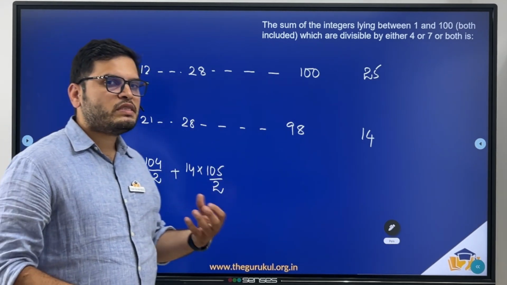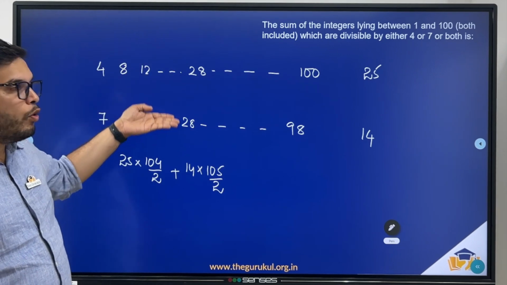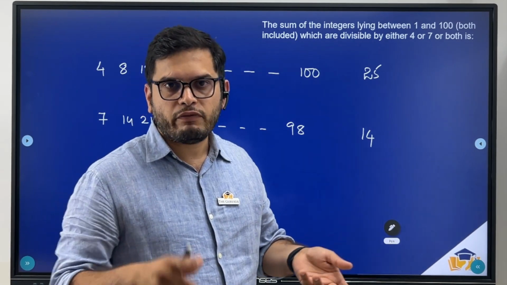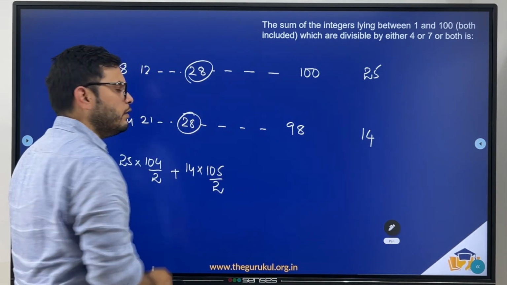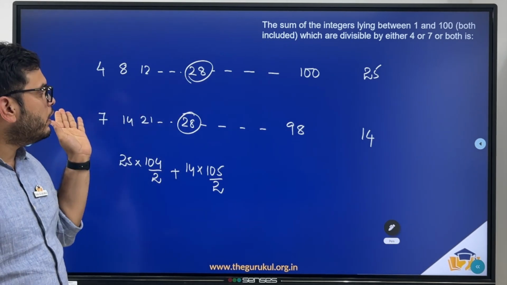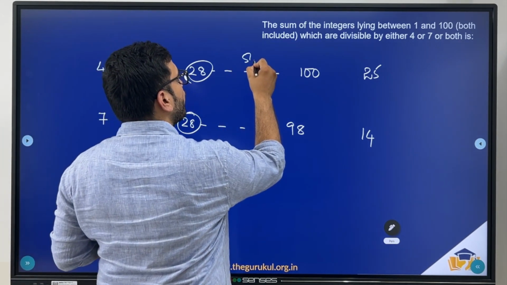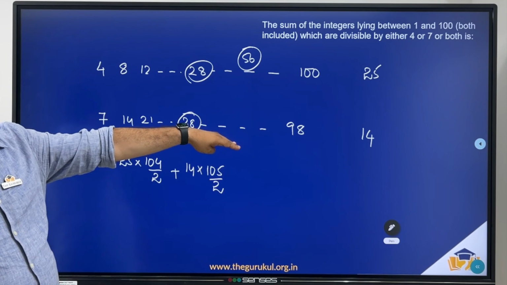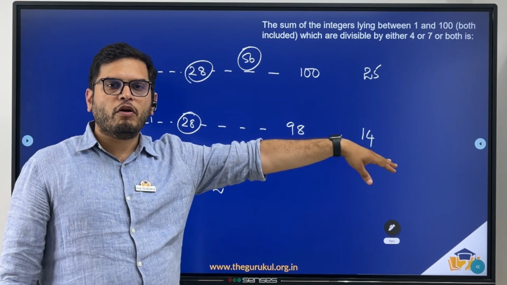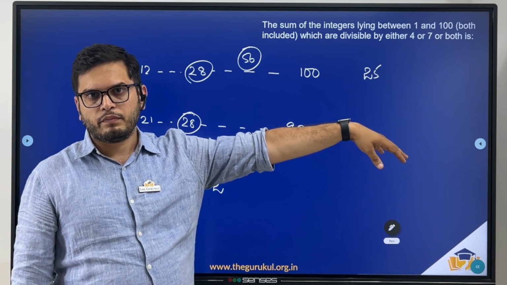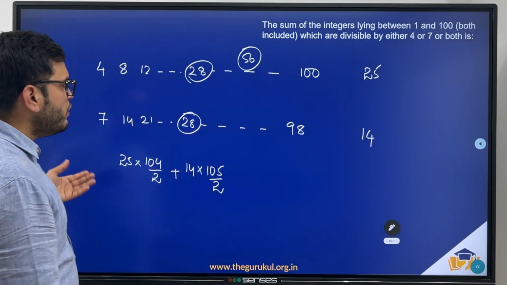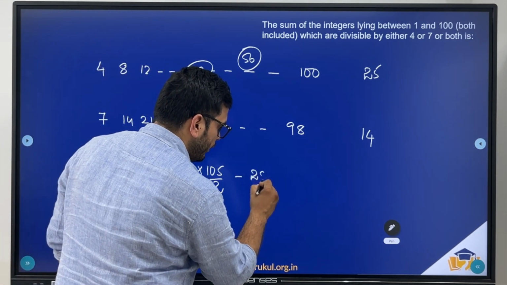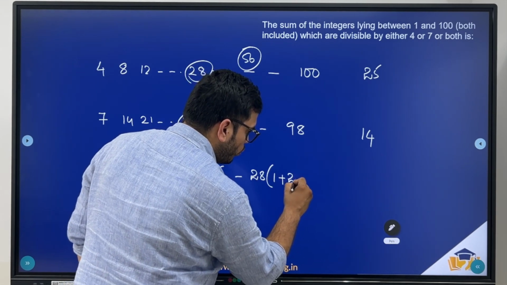Now you will be having some set of numbers which will be there in both these series. Now what are they? They are nothing but the multiples of LCM of 4 and 7, because 28 is here as well as here. So you are considering this number twice. Now similarly, multiple of 28, 56. Right. Now 56 will be here and 56 will be here. Again you will be having one more multiple of 28, 28 into 3, right, 84. So we should be subtracting those numbers: minus 28 into (1 plus 2 plus 3).